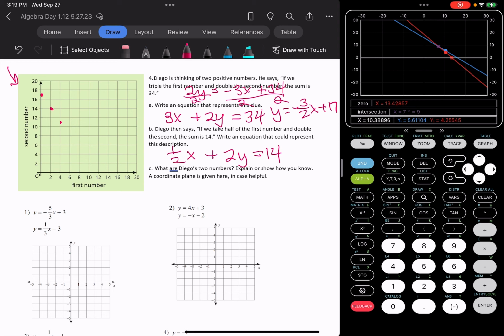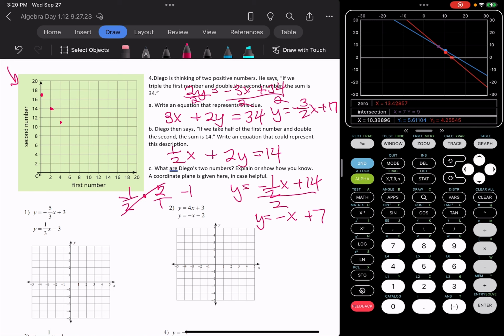And then the other one, we're going to solve for y as well. So you'll get y equals negative 1/2 x plus 14 divided by 2. So when we divide a fraction, negative 1/2 divided by 2 is the same as negative 1/2 times 2 over 1, right? We're multiplying by the reciprocal. This then is going to end up being negative 1. So we're going to get y equals negative x plus 7.